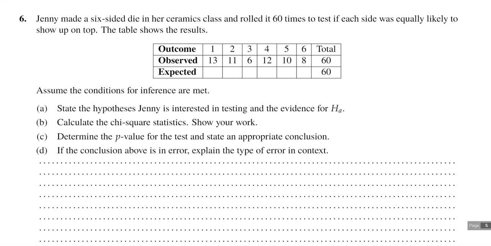In this problem, we're going to look at another situation that will involve a chi-square test for homogeneity. Jenny makes a six-sided die in her ceramics class and rolls it 60 times to test if each side was equally likely to show up on top. In other words, trying to test if she's made a fair die. The table shows the results. Let's assume the conditions for inference are met. What would be the hypotheses that Jenny is interested in testing and the evidence for the alternative?